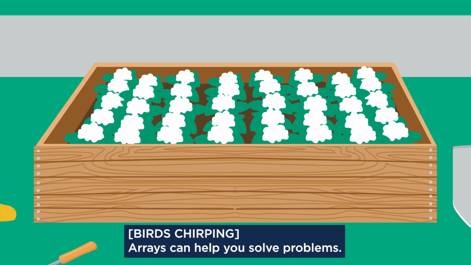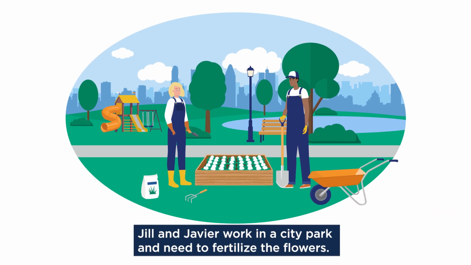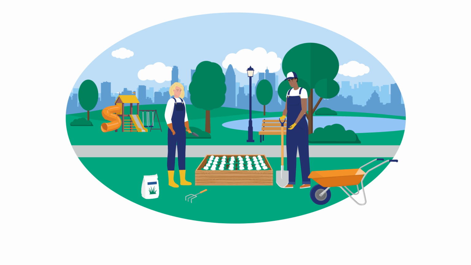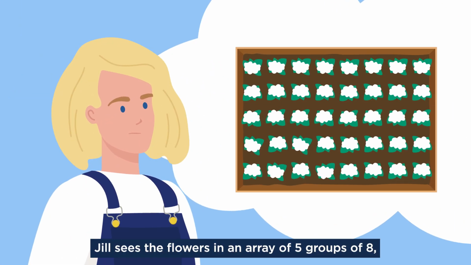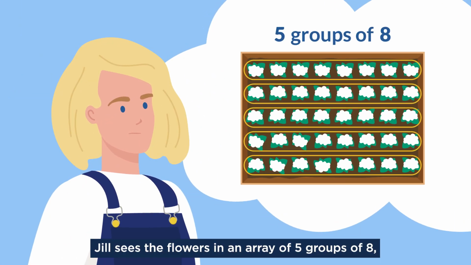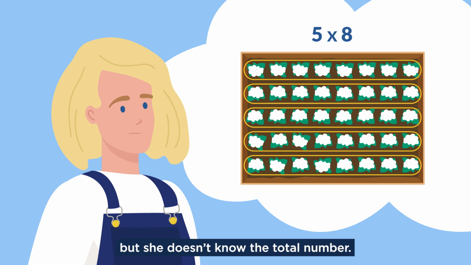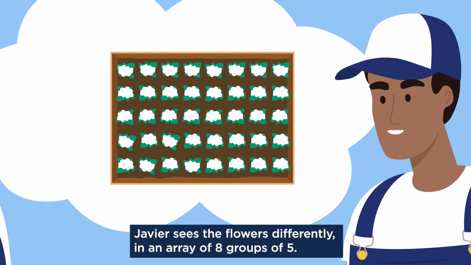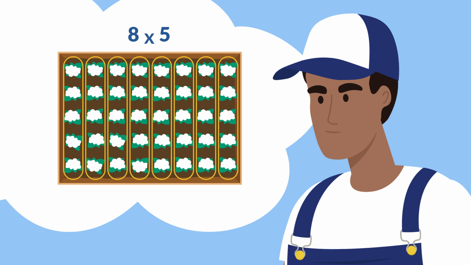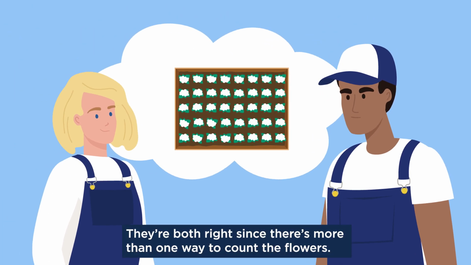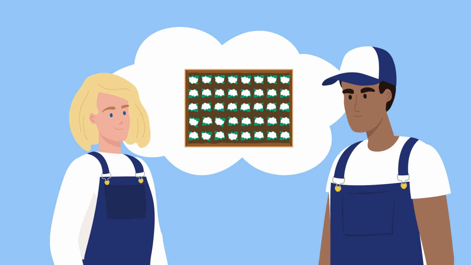Arrays can help you solve problems. Jill and Javier work in a city park and need to fertilize the flowers. First, they need to figure out how many flowers are in the flower beds. Jill sees the flowers in an array of 5 groups of 8, but she doesn't know the total number. Javier sees the flowers differently in an array of 8 groups of 5. They're both right since there's more than one way to count the flowers.